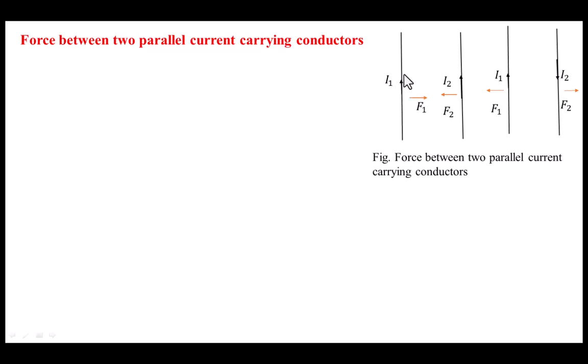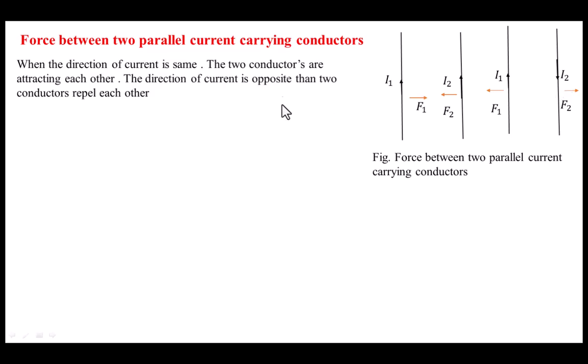In the first conductor also the current is passing. Because of the current, a magnetic field will be created. In that magnetic field, we are keeping the second conductor. So a force will be experienced on the second conductor. If the directions of current are the same, then there is an attractive force between the two conductors. If the directions are opposite, then a repulsive force will exist between the two conductors.